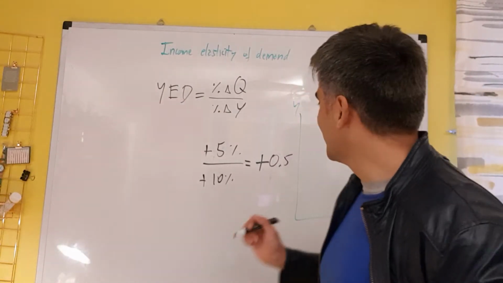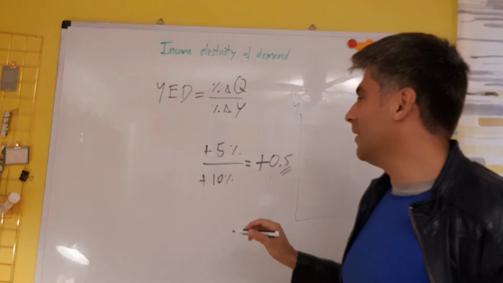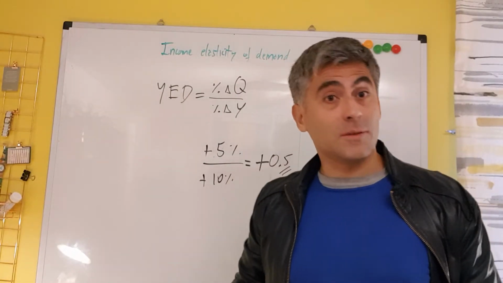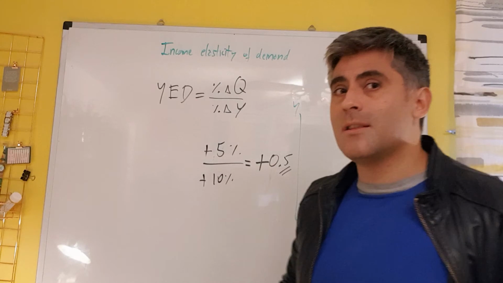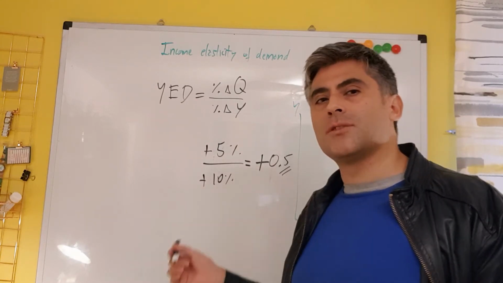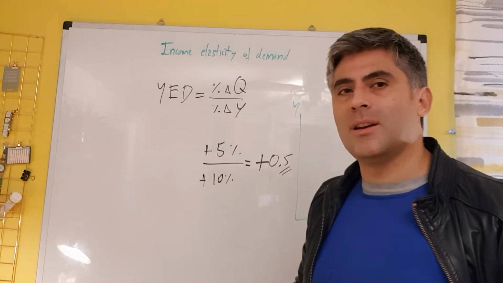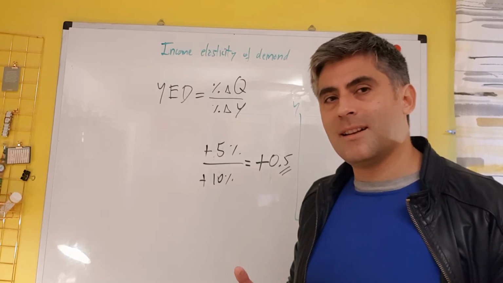0.5. So 0.5, it's positive, yes. So it's a normal good. Yeah, chewing gum is a normal good. However, the relationship is not that much. It's not strong. So it's just a normal good.